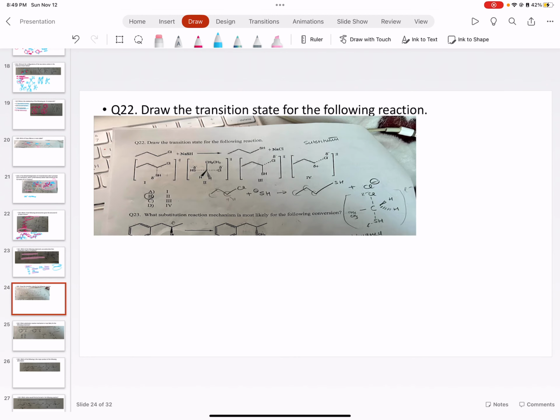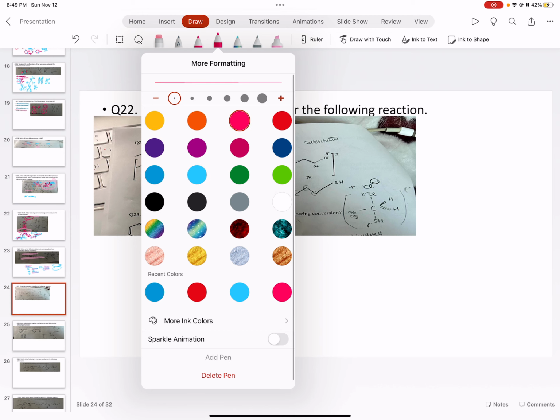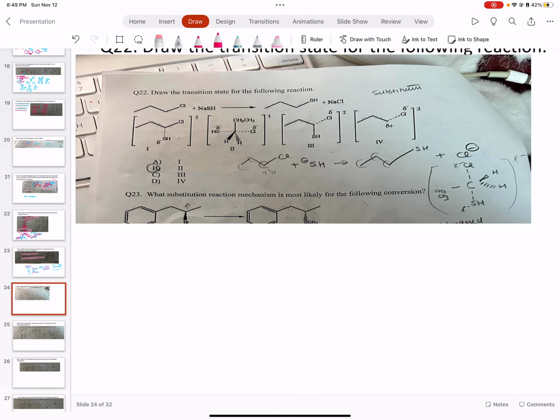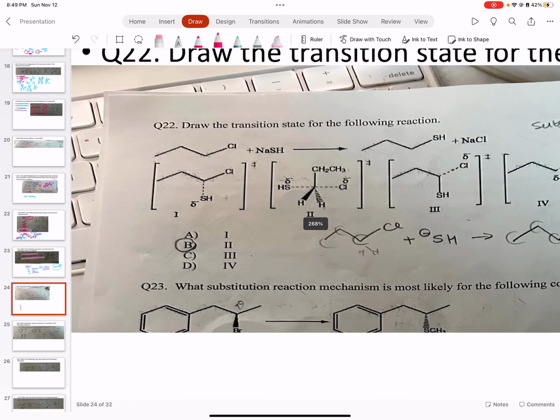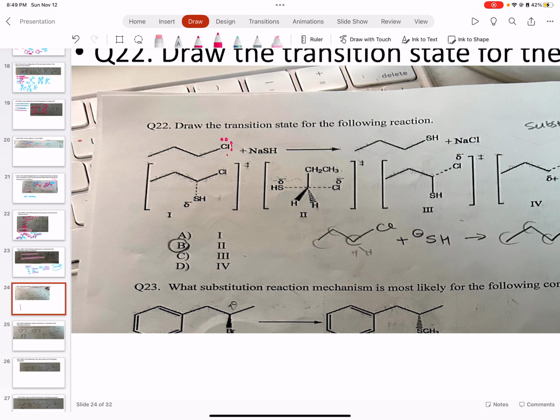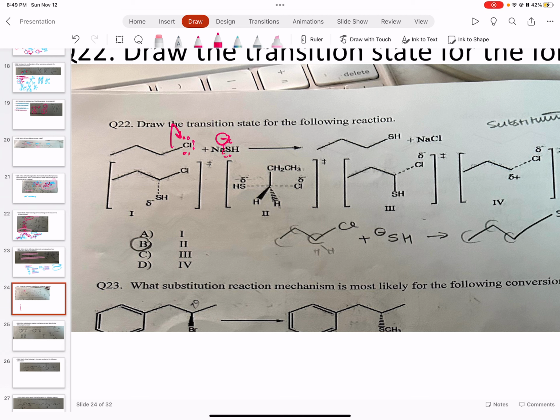So then question 22. Draw the transition state for the following reaction. Okay, so this one's fun. Transition states normally include the leaving group, and they include the group that's gonna come in as well. So for example, if we were to look at this reaction, we can see that our chlorine leaves, and then our SH attacks it.